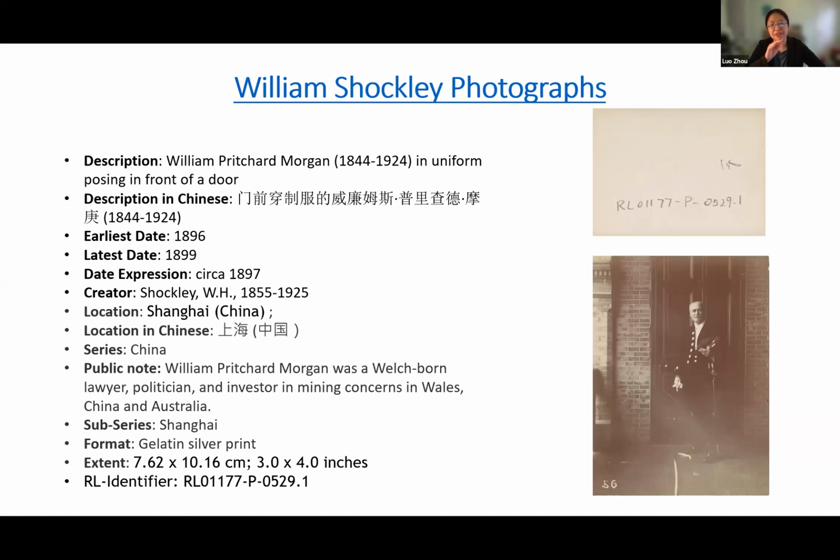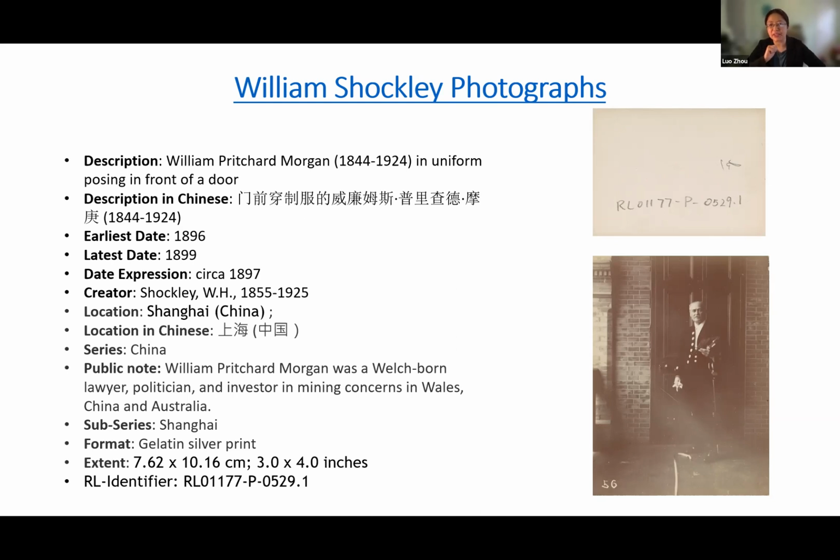The dates are also interesting. The earlier photograph has the dates written on it, so we're pretty sure. But this one, we're not sure. But from the years that Shockley was in China, the earliest is 1896, the latest 1899, so we have two dates. So we have a date range. And we suspect the most likely date is 1897.